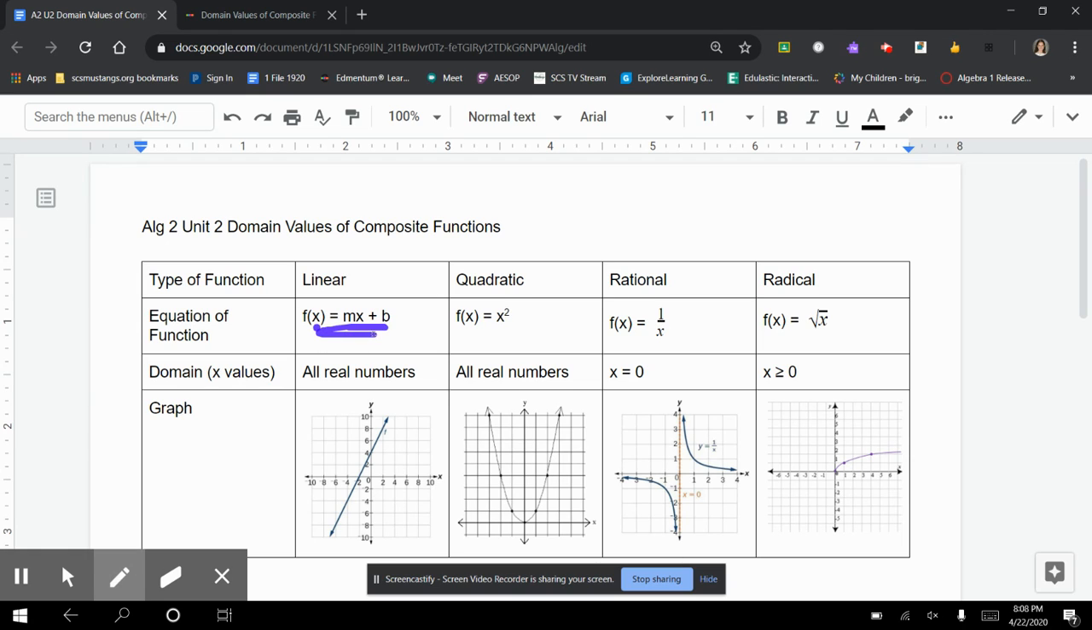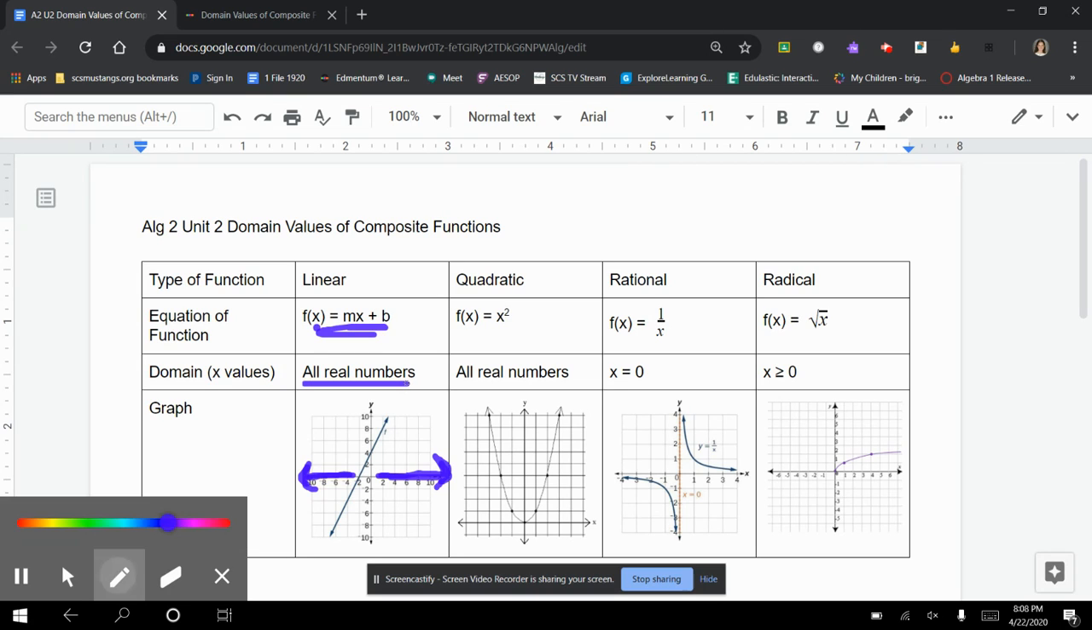And for our domain, we're looking for how far things go to the left and how far things go to the right. And lines go up and out forever in both directions. With domain, we're only worried about left or right. But looking left and right, our domain for lines is going to be all real numbers.